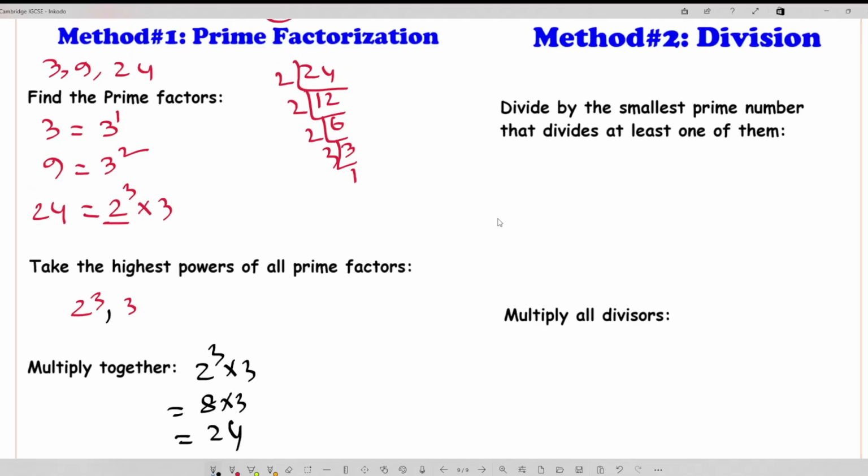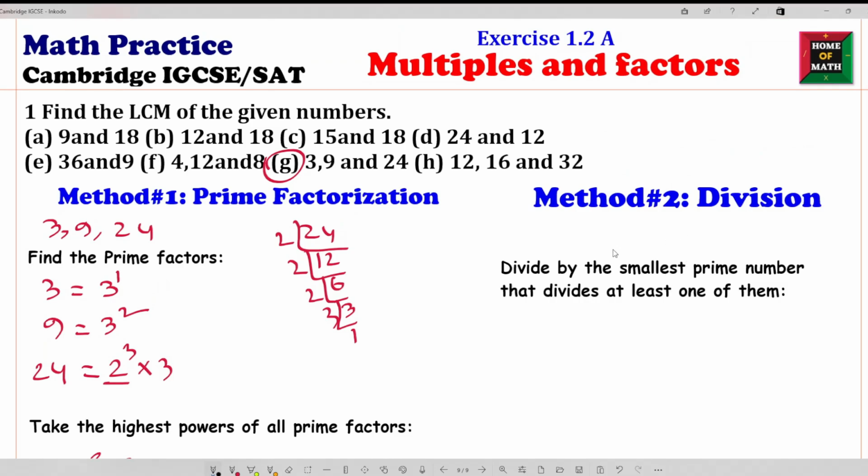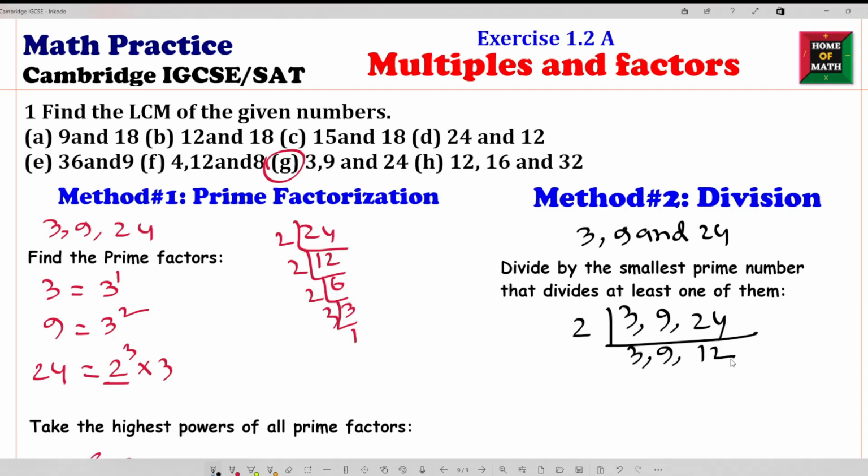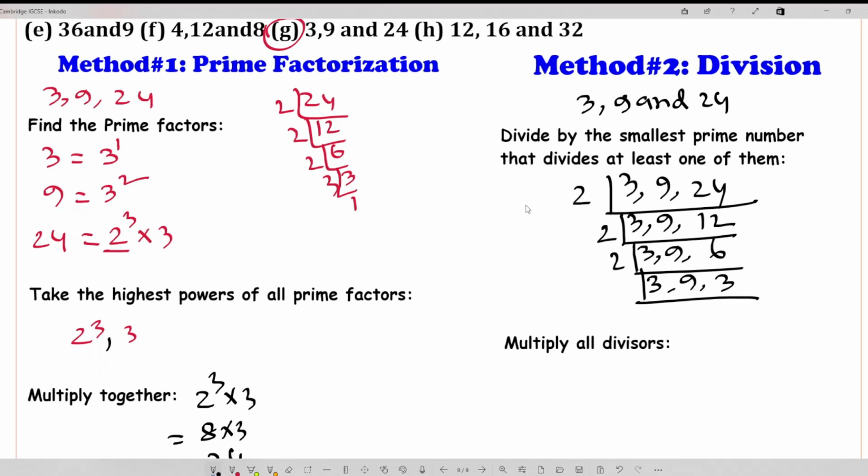Okay, what about the division method? This is 3, 9 and 24. First we can divide by 2. So here is 3, 9, 12. Again divide by 2: 3, 9, 6. Again divide by 2: 3, 9, 3. Now we can divide by 3. So here is 1, 3, 1. And finally we can divide by 3: 1, 1, 1.